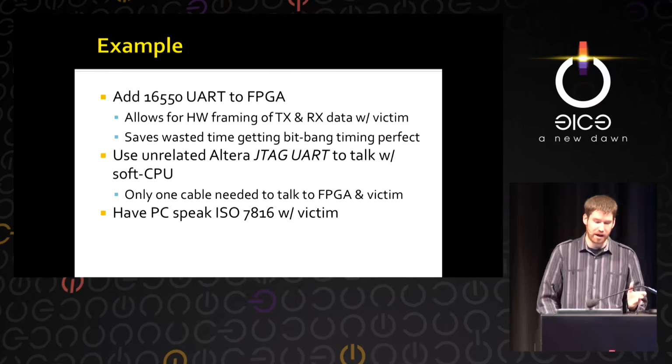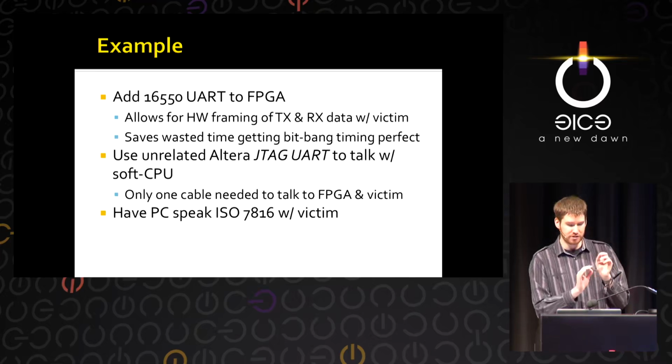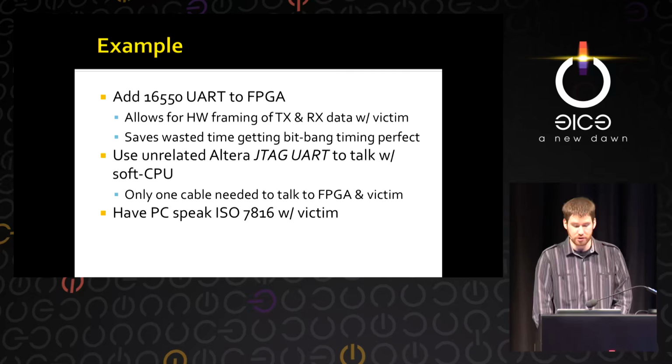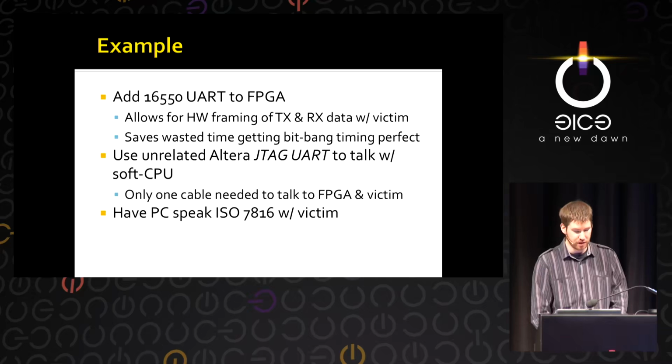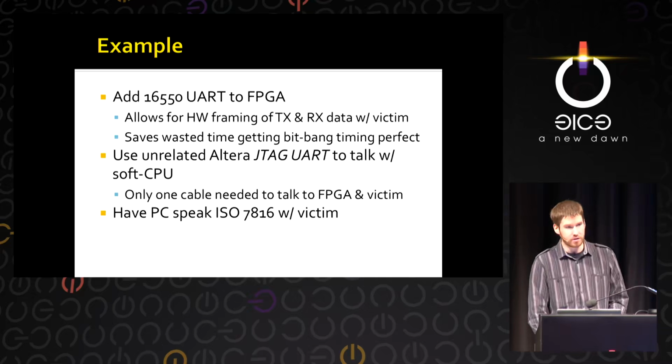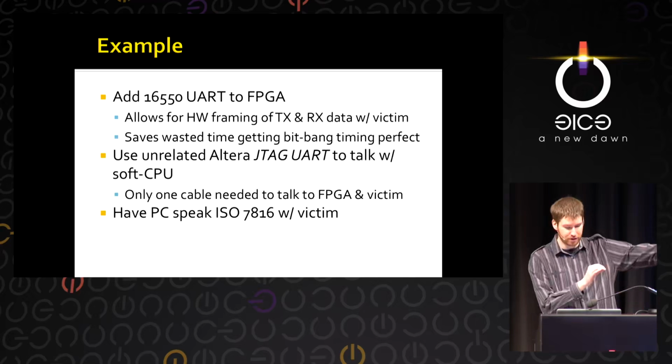So then what I was able to do is add a UART to the FPGA, a 16550. What this does is allow for hardware framing of the transmission and receive data with the victim. Otherwise, you don't need a UART. You can do it with bit banging, but then you have to waste like 2 or 3 days potentially to get the timing perfect. So it's just easier. And then with the Altera, you can use this logic block called JTAG UART to talk to the MIPS 32-bit soft CPU running in the FPGA, and then the CPU can talk to the victim. That way you just need one programming cable from the board to a USB port on your computer. You don't need a cable to the victim and a cable to the FPGA.